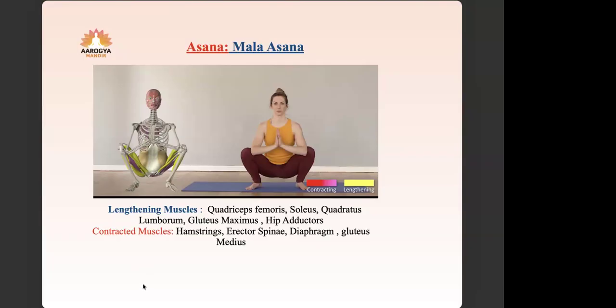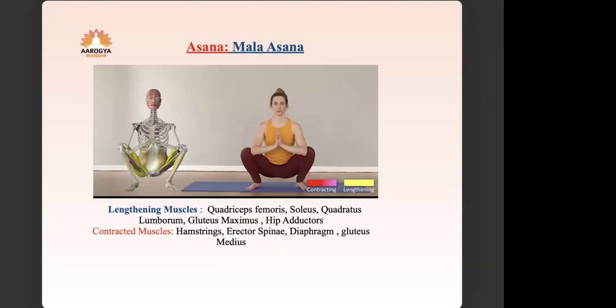So now what muscles are actually getting contracted while doing this posture? Let's see. The most important lengthening muscles are the front of the thigh, the quadriceps femoris. Then you have the soleus, which is getting stretched over here. We can see over here behind the calf muscles. Then you find the quadratus lumborum getting stretched, which we have seen in earlier postures. And of course, gluteus maximus and hip adductors.